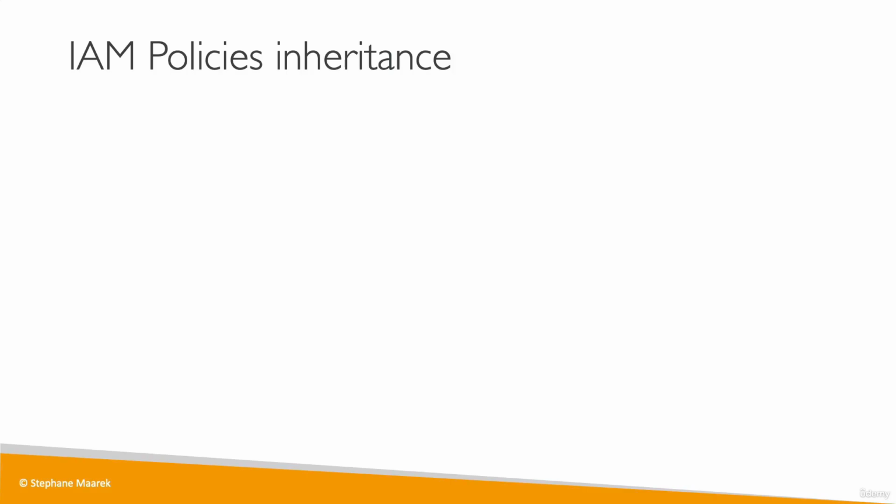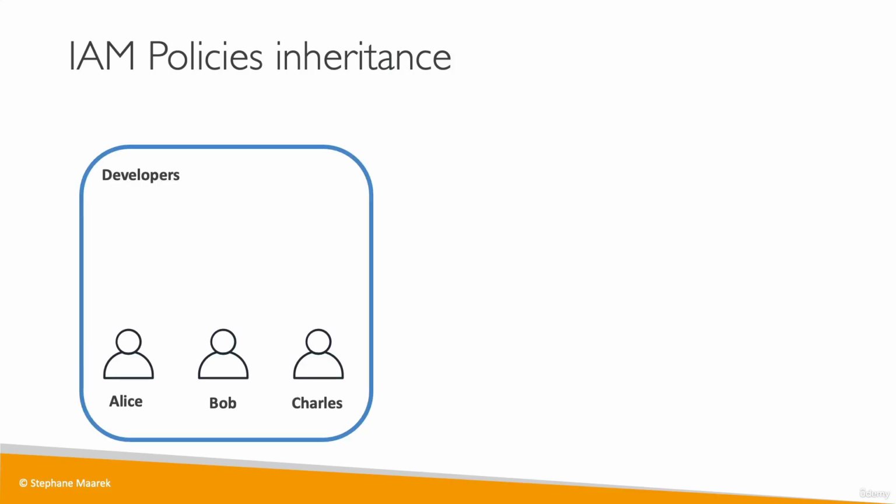Okay, so now let's discuss IAM policies in depth. So let's imagine we have a group of developers, Alice, Bob, and Charles, and we attach a policy at the group level. In that case, the policy will get applied to every single member of the group. So Alice, Bob, and Charles will all get access and inherit this policy.